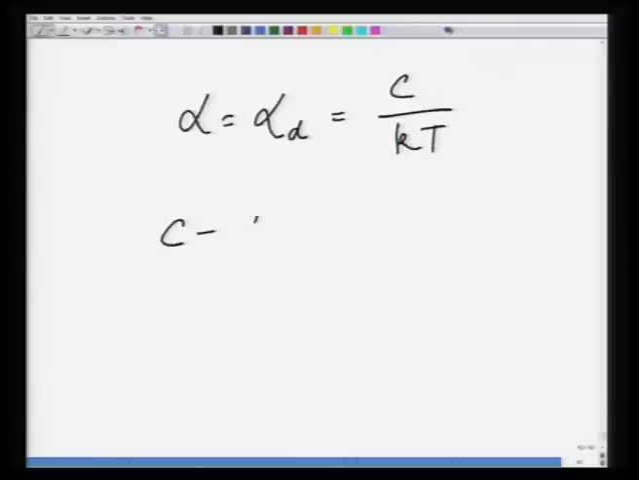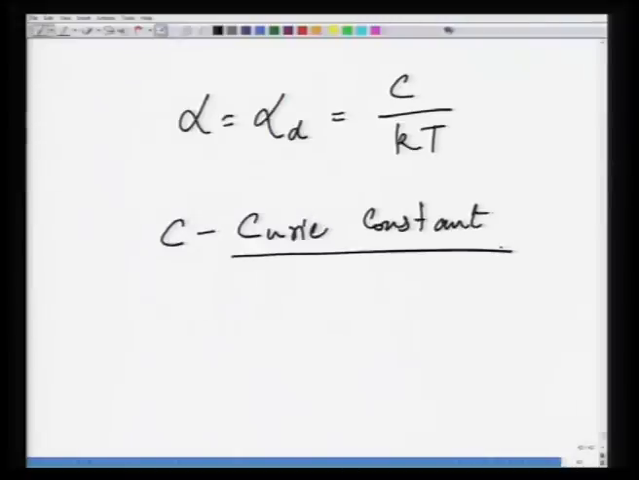So, as a result, I can write this. Let us say I define alpha is equal to alpha d is equal to C divided by kT, and the C is called the Curie constant. Okay. So, now this is the kind of relation that we have seen when we did module 4, when we analyzed what is called dipolar polarization.